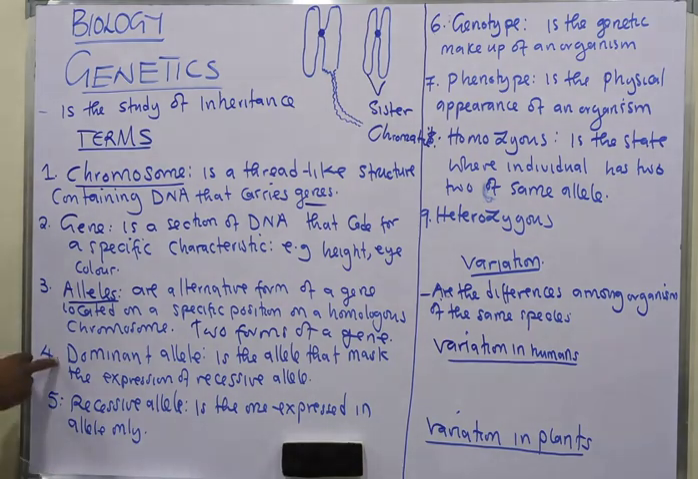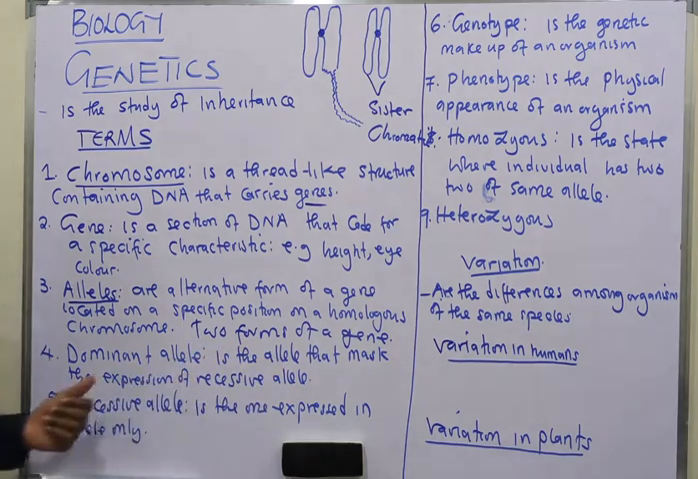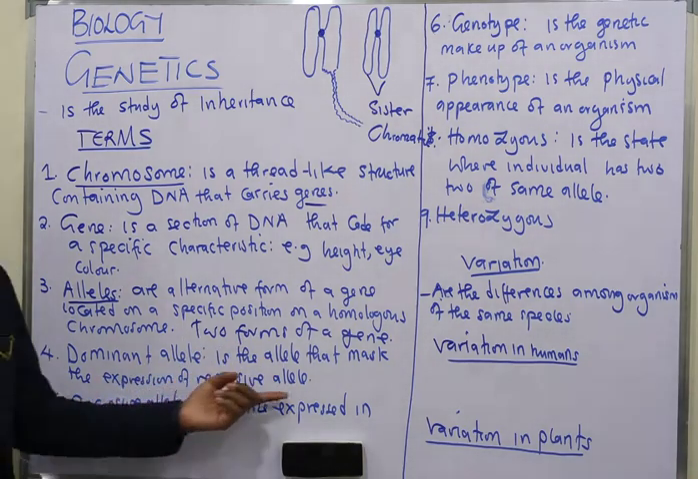The other one that we can look at actually is dominant allele. So these alleles that we are looking at, two forms of a gene that you inherit, one might be dominant, the other one might be recessive, or both dominant or both recessive. So in other words, we look at the dominant first. What is a dominant allele? A dominant allele is the one that masks the expression of the recessive allele.